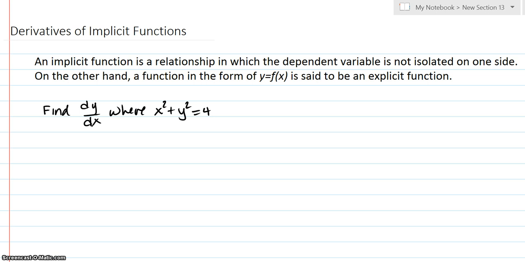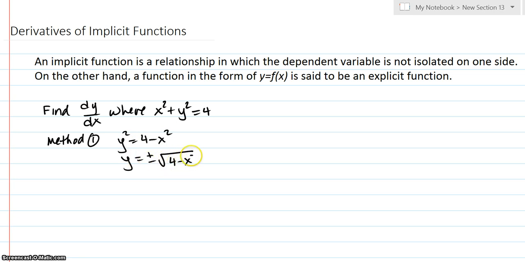So let's go ahead and do that. So this is going to be method one, by the way. This is not what we're going to be doing in the future. There's a much easier way. But just to show you the idea, we know that we could solve for y here. What would we get? We can subtract the x squared. You could take the square root of both sides.